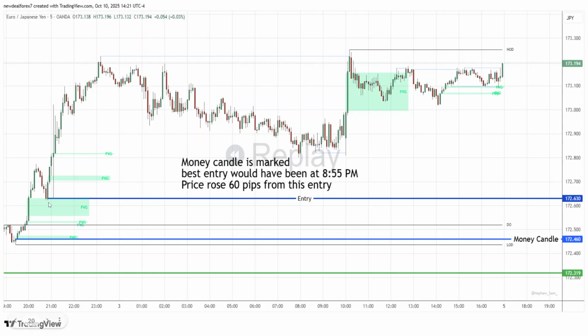Price did rise 60 pips from the entry. And so it went up and then it retraced a little bit and then popped up again. I don't know if this was news driven or not, but the price action did work out. We did have a fair value gap that would have gave a good entry signal as well. But again, with these types of moves, the best move was all the way back here on this money candle, and then you just catch a retrace when and where you can. This fair value gap never got touched, but this one did. So there you go. All right.